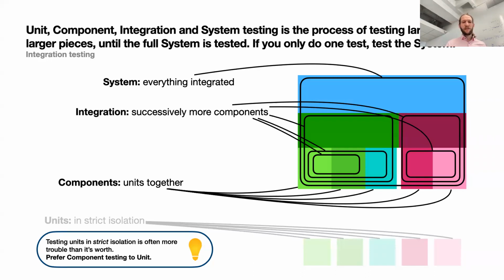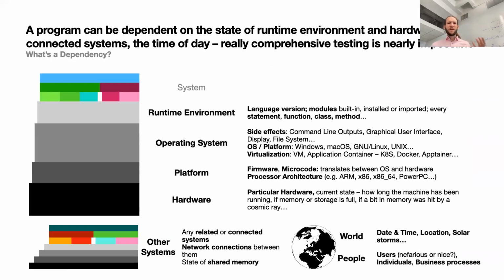So that's system tests. But to be absolutely certain about the functioning of your program, well, this is really impossible because your system is dependent on a whole host of other things, what we call dependencies, which in principle you also need to test. And they include going from our system sort of down. Let's start with the runtime environment.